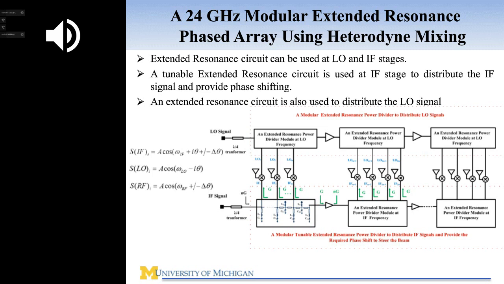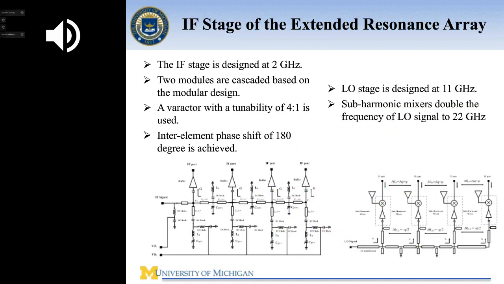An example of such a design is shown on the left side. You can see the IF stage, which is at 2 gigahertz. The varactors that are used are 4 to 1. And in this case, we get an inter-element phase shift from 0 to 180 degrees.